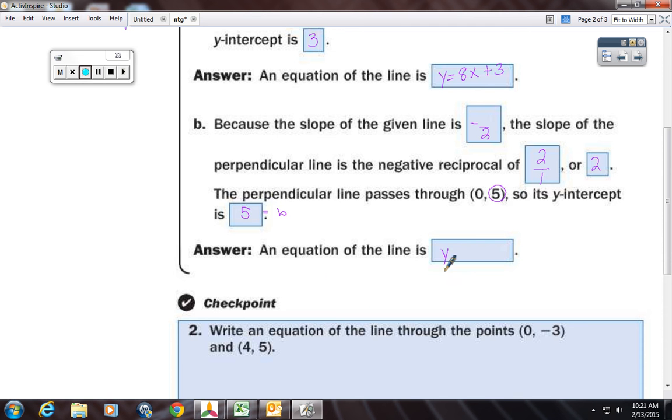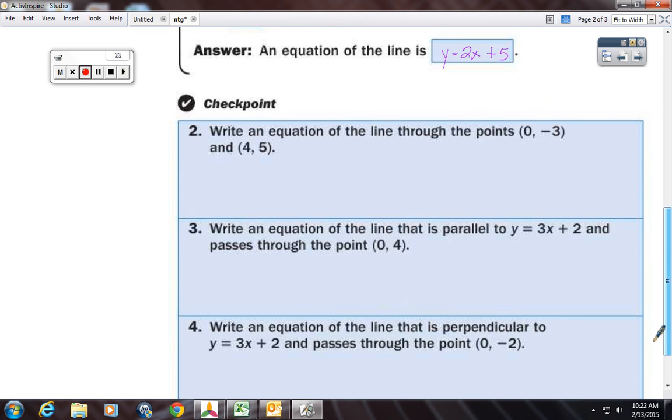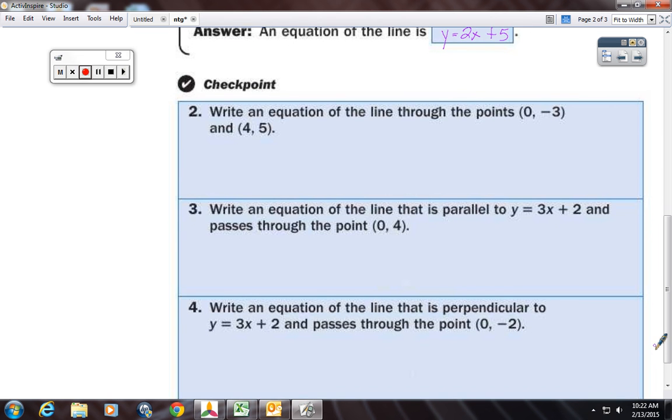2, and you could write 2 over 1, or 2x plus 5. And that would be the answer to that. So on these three examples, we're starting with this every time: y equals mx plus b, y equals mx plus b, and y equals mx plus b. The only two letters that we have to substitute for are m and b. M is going to be the slope, b is going to be the y-intercept.